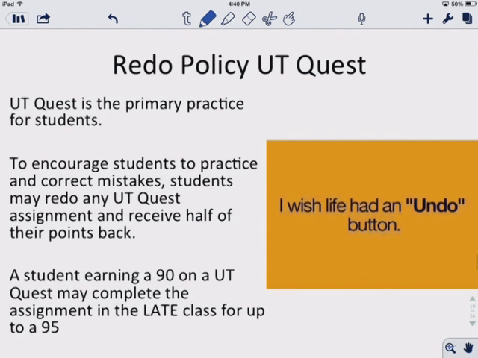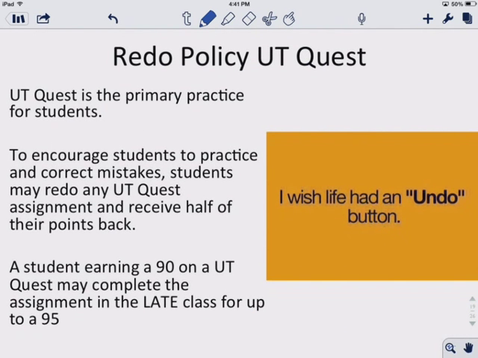Redo policy on UT Quest. UT Quest is a primary practice for students, so we get a lot of practice using UT Quest. To encourage students to practice and correct mistakes, students may redo any UT Quest assignment and receive half of their points back. A student that earned a 90 on a UT Quest may complete that assignment in the late class and make it up to a 95.